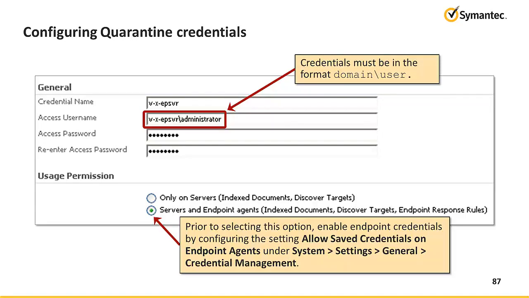To create endpoint credentials, first configure the setting Allow Saved Credentials on Endpoint Agents under System, Settings, General, Credential Management. Next, navigate to System, Settings, Credentials, and select Add Credential. Under the General section, enter the details of the credential that you want to add. Under Usage Permission, select Servers and Endpoint Agents.